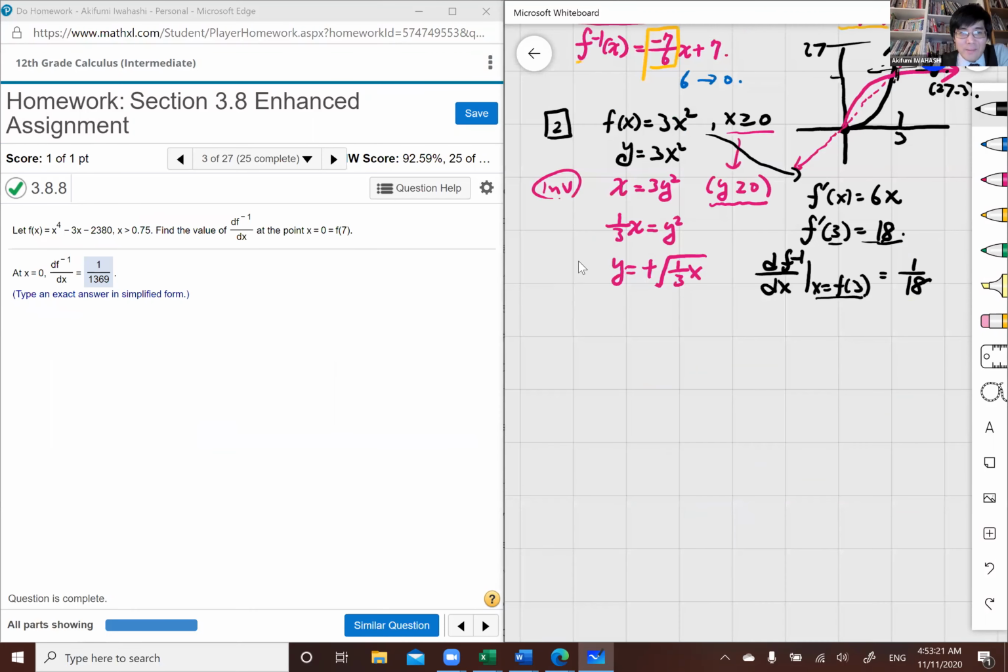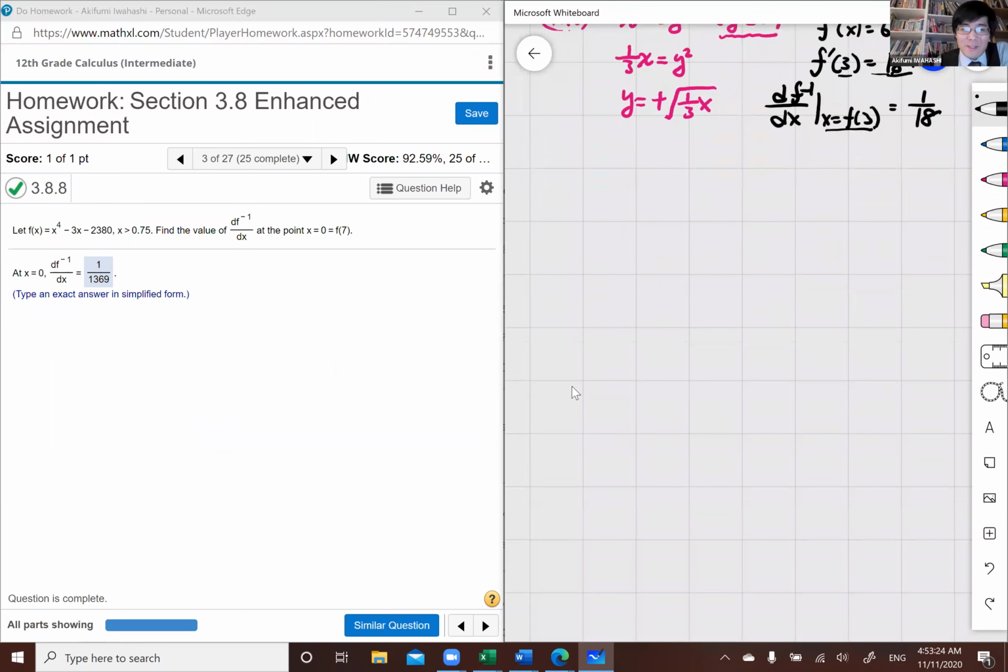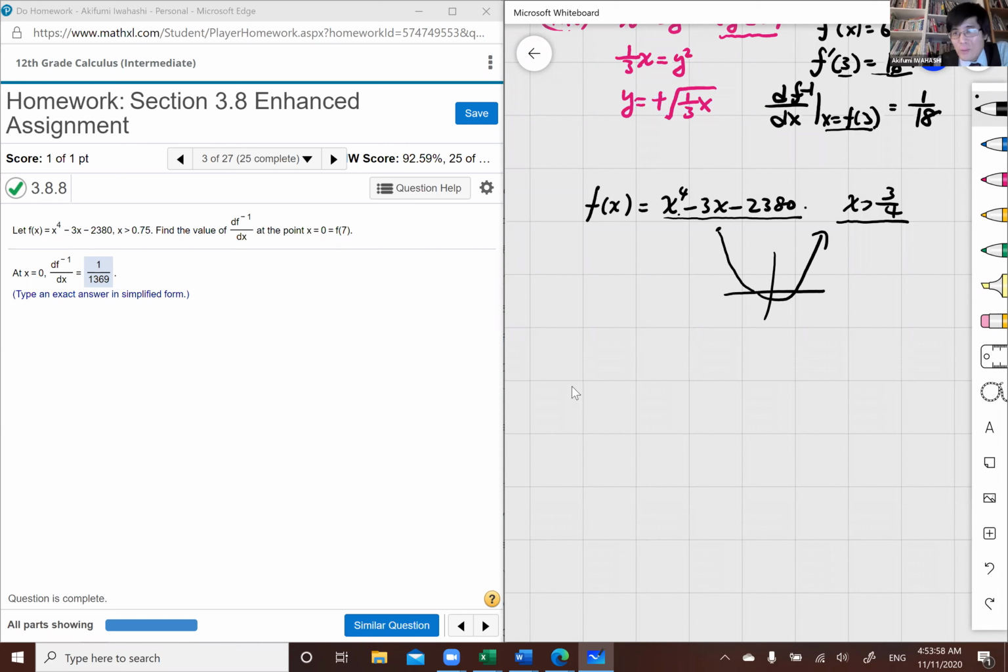Okay, now it's more complicated than the quadratic, which is a quartic function. So f of x is x to the fourth minus 3x minus 2380. And it said that x is greater than 3/4. And what this means is, well, this function itself is not a one-to-one function. It does not have an inverse because, considering that this is a quartic function, it's coming from the left end, going down and going up, this kind of graph. So it is not a one-to-one function.